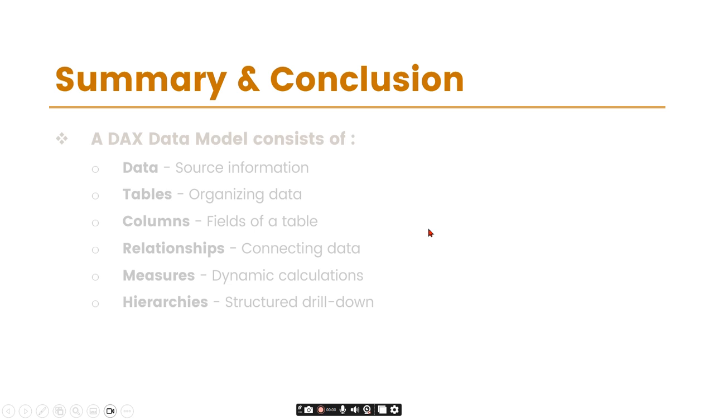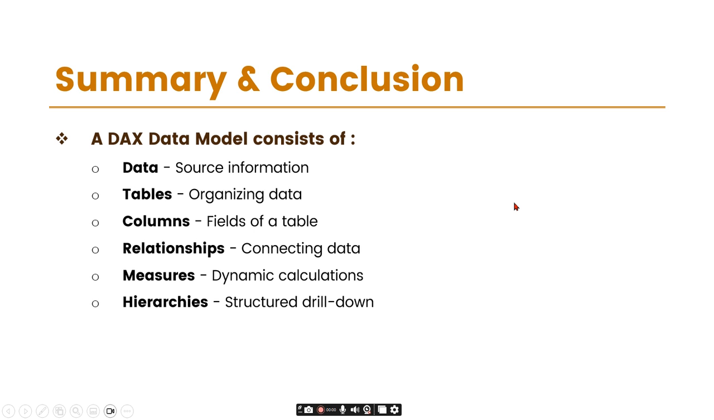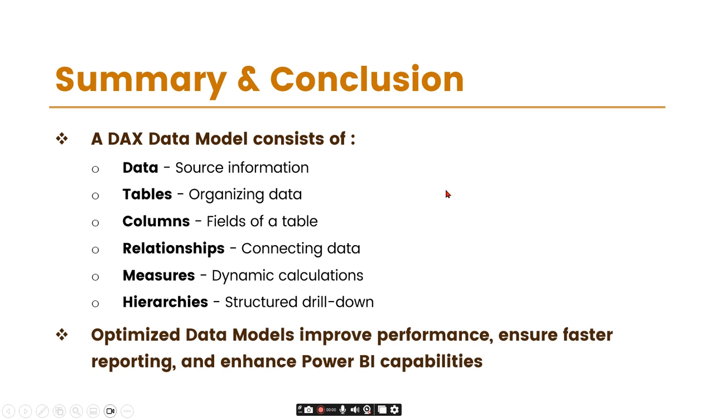So let's see the slides, whatever information we have learned in all these slides, let's summarize it. A DAX data model consists of data, tables, columns, relationships, measures and hierarchies. I have already discussed all these components as well. And optimized data models improve performance. Keep this in mind: the data models which are optimized improve performance, ensure faster reporting and also enhance Power BI capabilities.